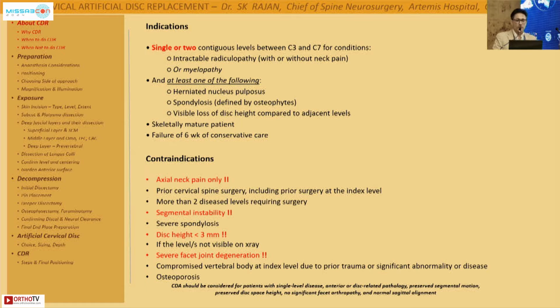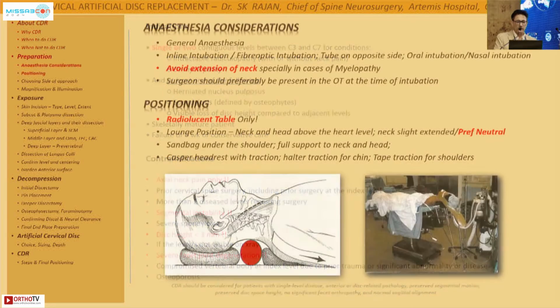So starting with the first part, the indication for cervical disc replacement is either single or two levels. You cannot go for more than two levels, at least at this point in time it's not been approved. If the patient has radiculopathy or even myelopathy, that is now an indication for cervical disc replacement. Earlier it used to be a contraindication. Also, the patient has to have not just radiculopathy but also a possible cause for that, for example, a herniated disc prolapse or osteophytes, or one can see a visible loss of disc height which can explain the foraminal stenosis. And of course, it should have failed conservative treatment.